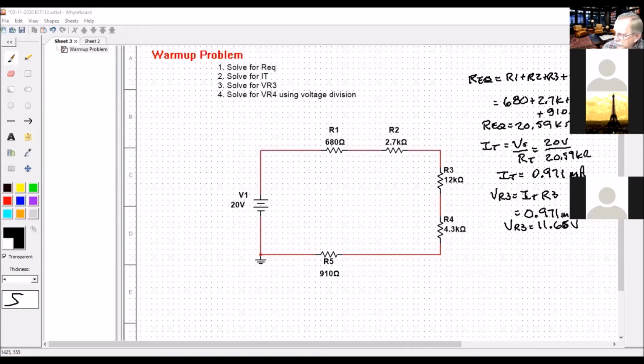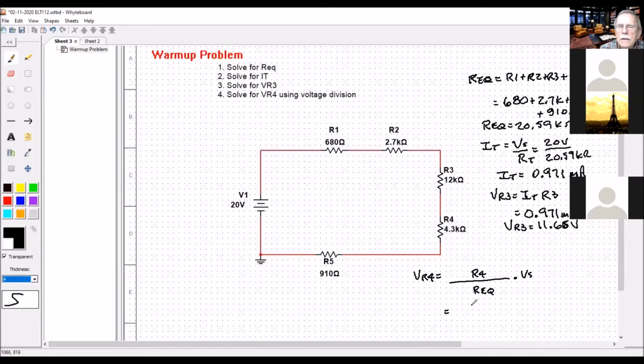And then last but not least, let me give myself a little more room. V sub R4 using voltage division. Voltage division says we're going to put the one we want to find the voltage across in the top, so it's R4. We're going to put the total in the bottom, and I'm just going to save myself some time and say it's REQ, which is R1 plus R2 plus R3 plus R4 plus R5, times VS.